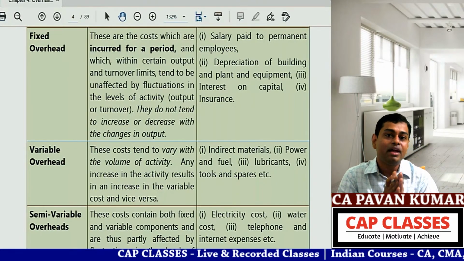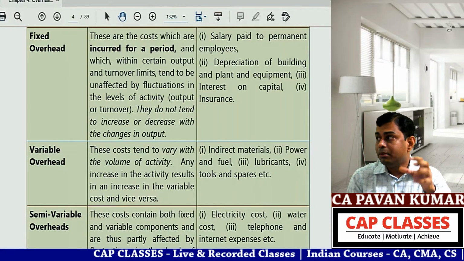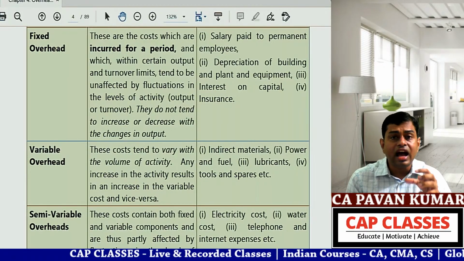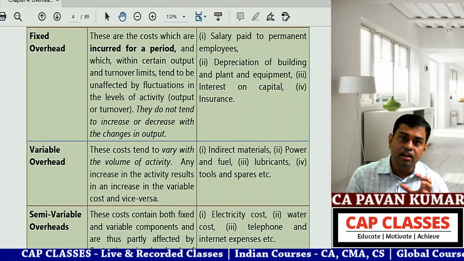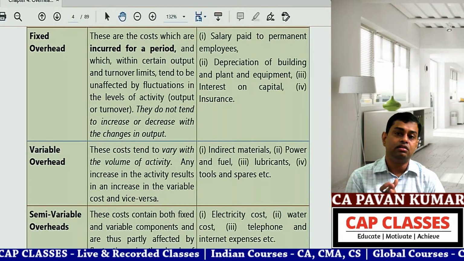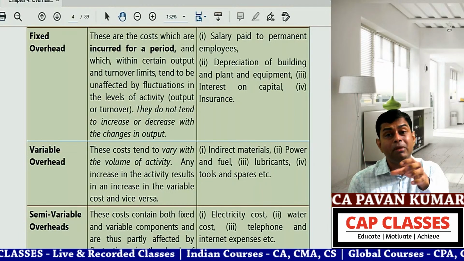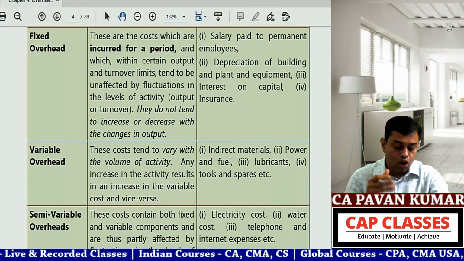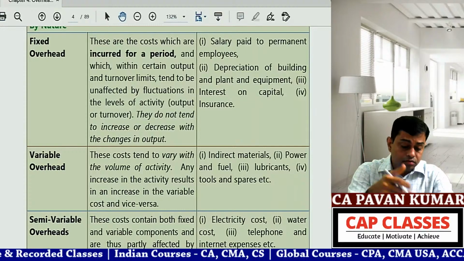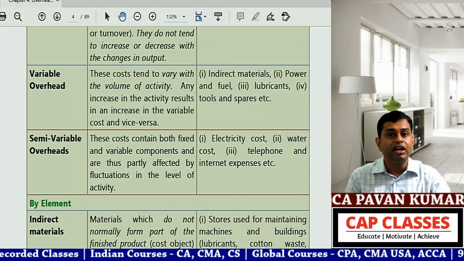Interesting now. Depreciation calculated based on straight line method or WDV method, what is that? It is fixed overhead. Depreciation calculated based on machine hour basis is variable overhead. Okay, so they have given fixed overhead, variable overhead, semi-variable overhead.